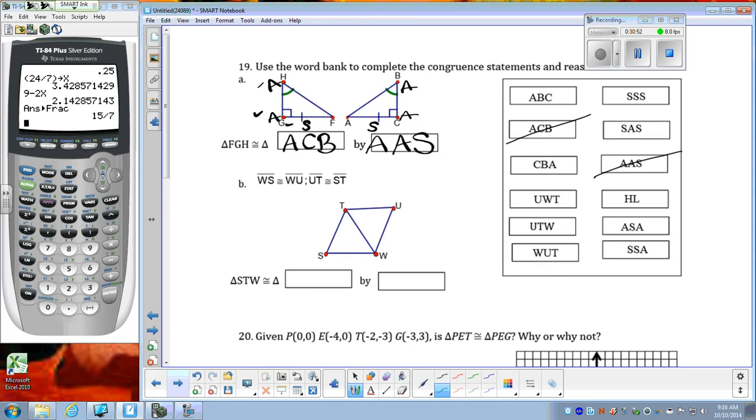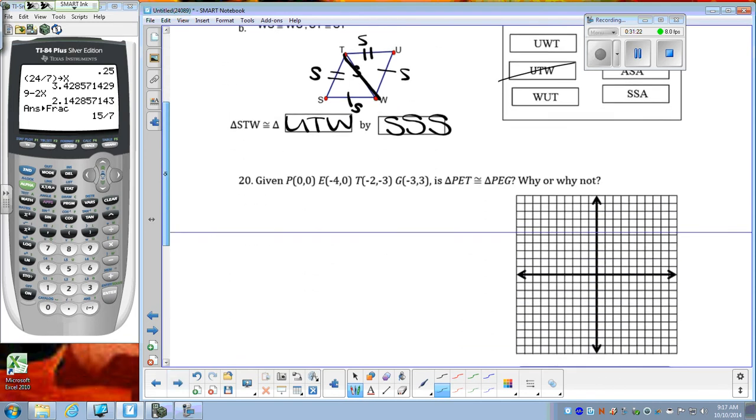And then for B, I know WS is congruent to WU. Side UT is congruent to ST. And both triangles use WT, so this is another side. So my two triangles are congruent by side, side, side. And I know that STW, I went from two marks to no marks, so that's congruent to UTW. And now I'm on to number 20.